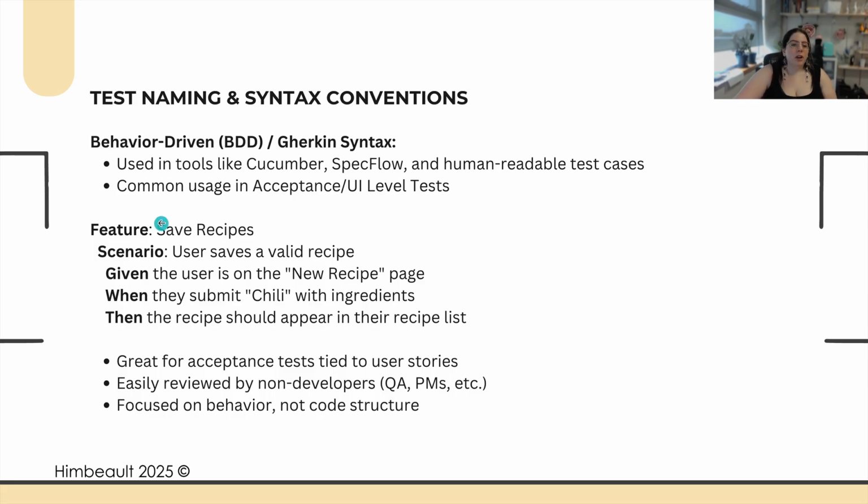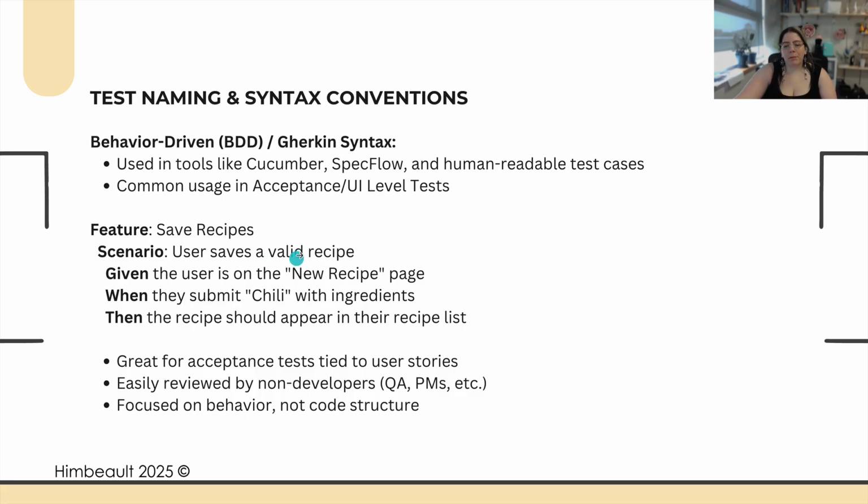So for example, we have the save recipes feature, and the scenario we're working with is that a user does save a valid recipe. It should work. So it's given when then, just as we said, given the user is on the new recipe page, when they submit chili with appropriate ingredients, then the recipe should appear in their recipe list. This gives us enough information to start either automating this test or just running it by hand, right? So this sort of syntax and standard is really great for acceptance tests when they're tied to user stories.